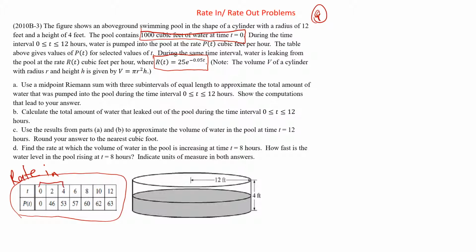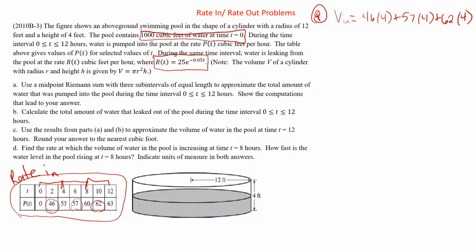So we'll go from 0 to 4, from 4 to 8, and from 8 to 12. The midpoint Riemann sum means we're going to use the center y values. So the volume that goes in, volume in, will equal 46 times 4, because the width is 4, the width for all of these is 4, plus 57 times 4, plus 62 times 4.